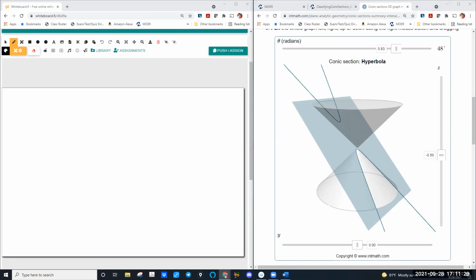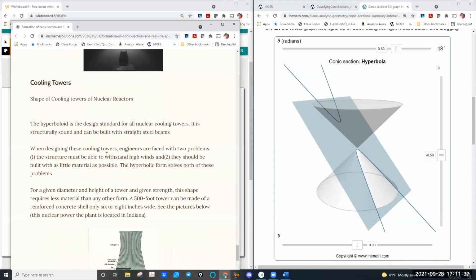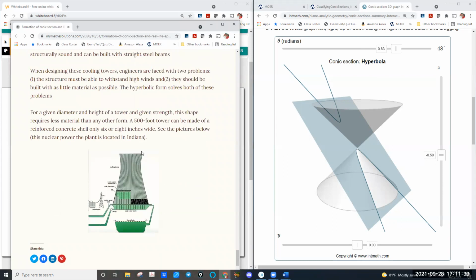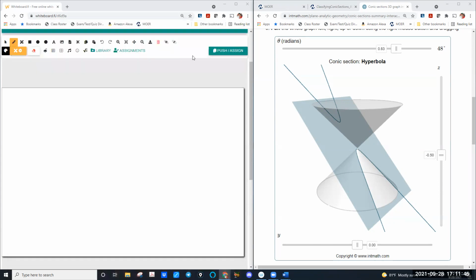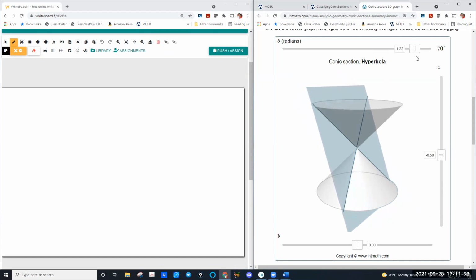Lamps actually create a hyperbola. Right here, if you have a shade on the lamp, it creates a hyperbola above and below. Cooling towers of nuclear reactors are hyperbolas. So they show up quite often. Now, if we keep increasing this angle, eventually we won't cut both sides.